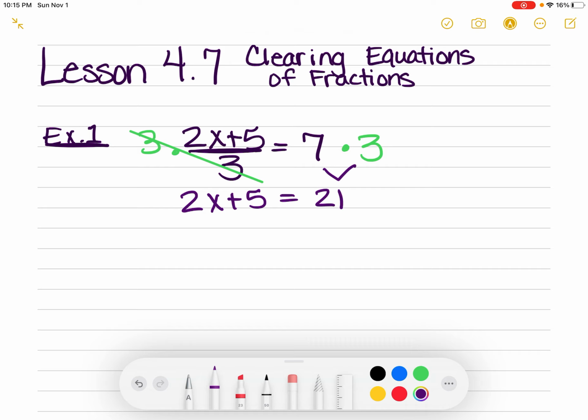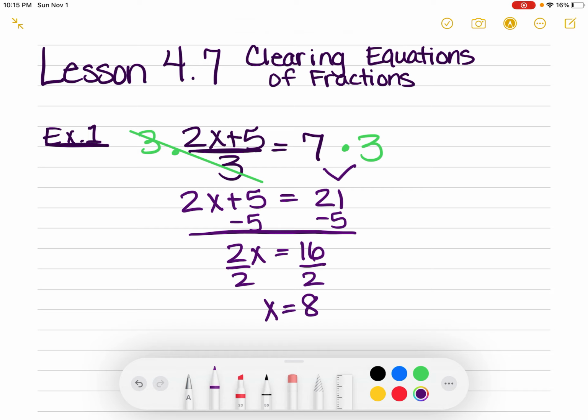So now I would solve this problem just like I do on all my other problems. I've got minus 5. I get 2x equals 16. I divide by 2, and that means x equals 8. Okay? They're not asking you to check your equations today, so I'm going to leave off the checks for the work. But you can still check this the same way we normally do. Okay, so that's the way that you would solve one of these types of problems.